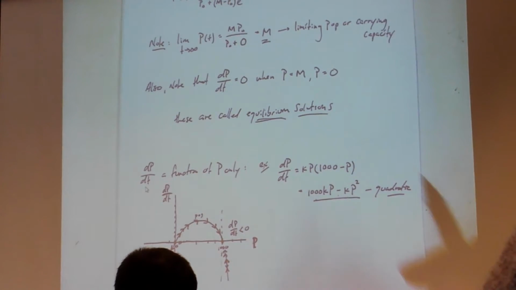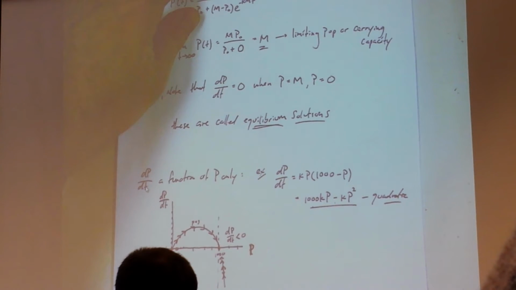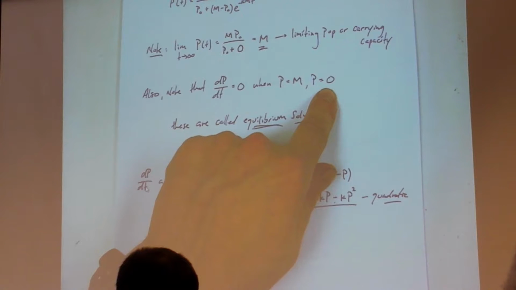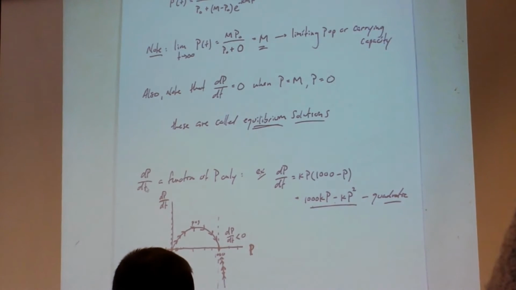The P equals m in the logistic model is a stable equilibrium. P equals 0 is an unstable equilibrium. One way to think about it is another way is like this.